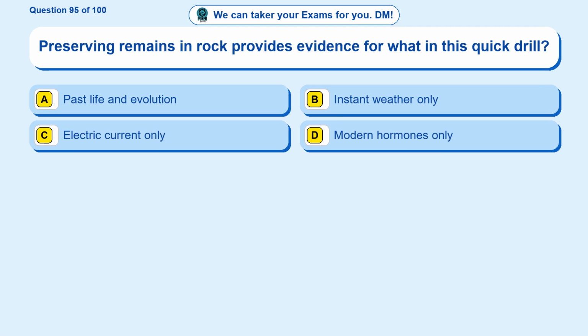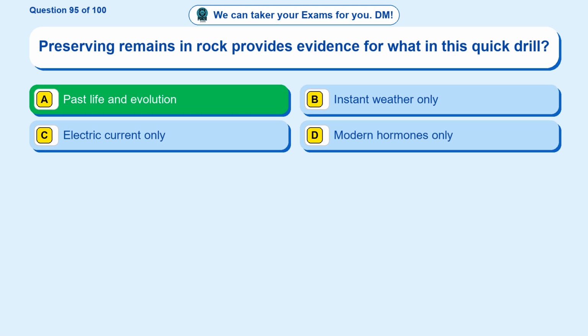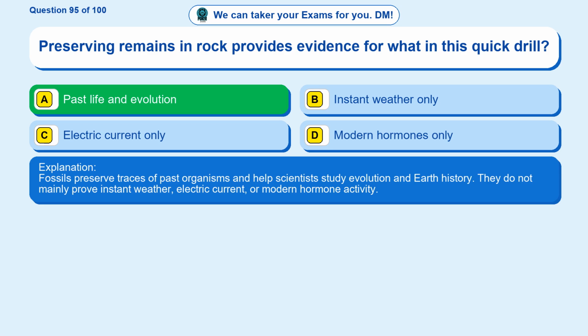Question 95. Preserving remains in rock provides evidence for what in this quick drill? Option A, past life and evolution. Option B, instant weather only. Option C, electric current only. Option D, modern hormones only. The correct answer is option A. Past life and evolution. Fossils preserve traces of past organisms and help scientists study evolution and Earth history. They do not mainly prove instant weather, electric current, or modern hormone activity.